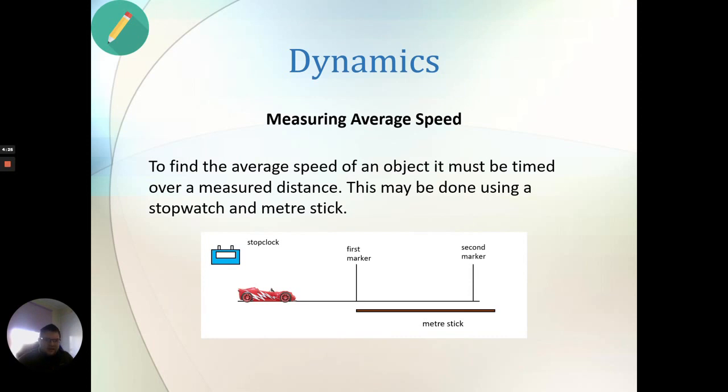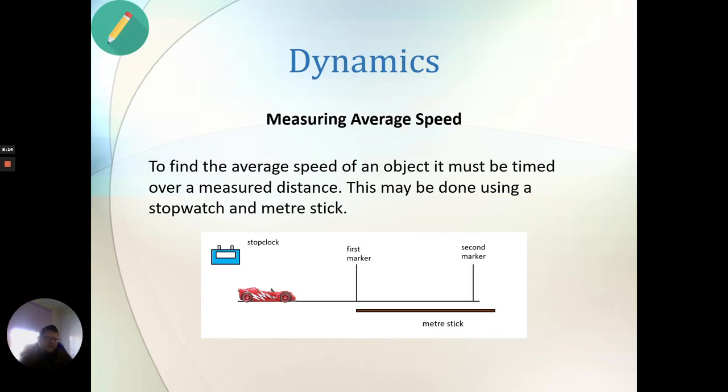Now, to find the average speed of an object, we have to measure it over a certain distance that it's travelled. Again, one of the ways that we could do that is we could have a stop clock, we could measure a meter stick, we get it to travel past multiple markers, and basically we time how long it takes to travel between the first block and the second block, and the time it takes between those two is our time. We've got our distance, which could either be a full meter or a certain distance along the meter stick. And then we just do distance divided by the time it takes to get between those two markers, and we have our average speed.